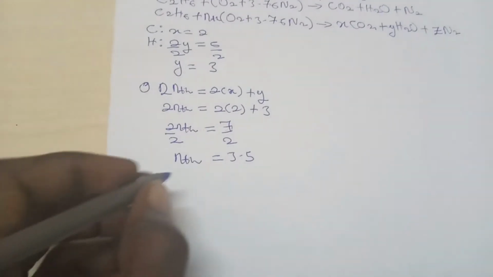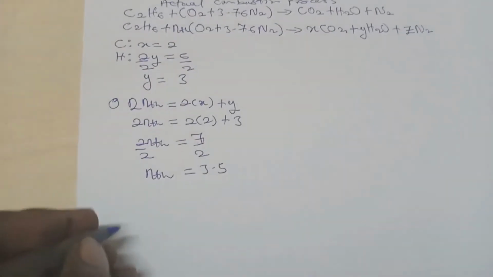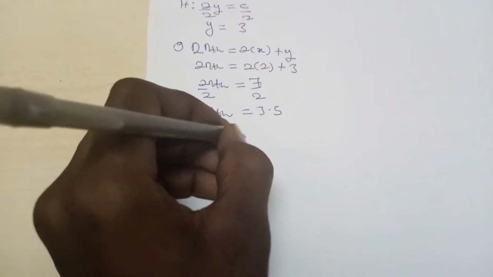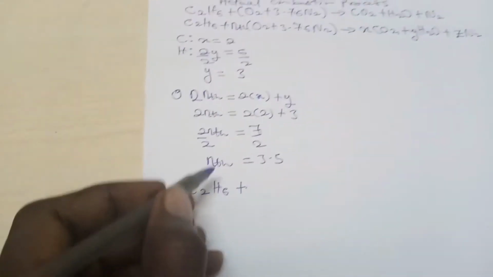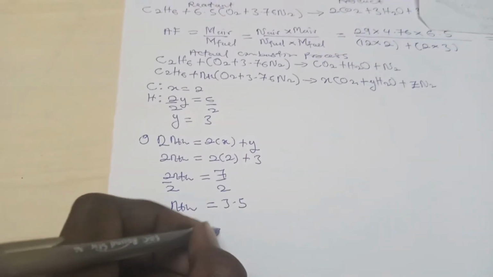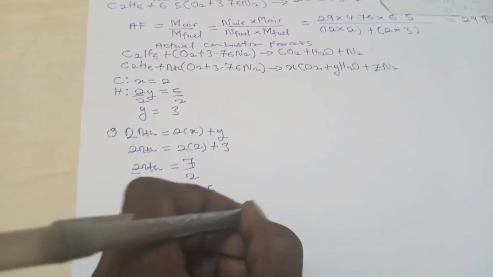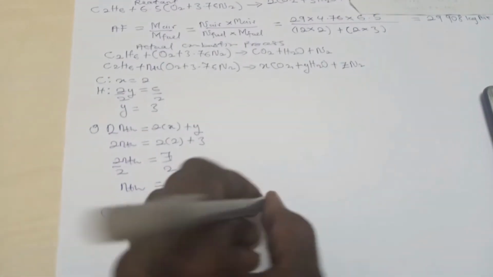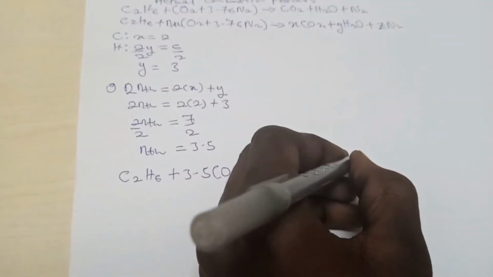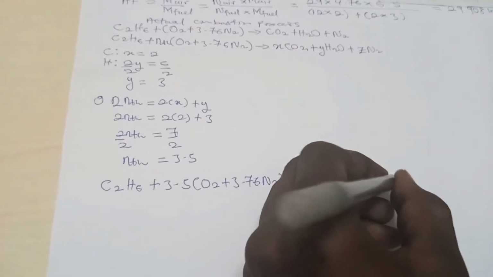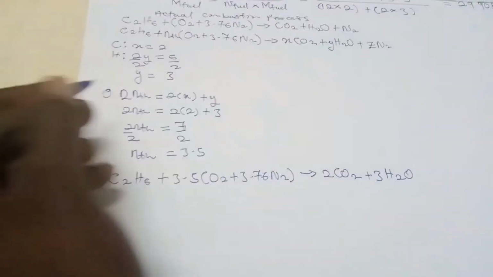Okay, now we write it inside the balanced chemical equation. C2H6 plus 3.5 bracket O2 plus 3.76 N2 bracket close. On the product side, x is 2, so 2 CO2, plus y is 3, so 3 H2O, and the z here equals what?